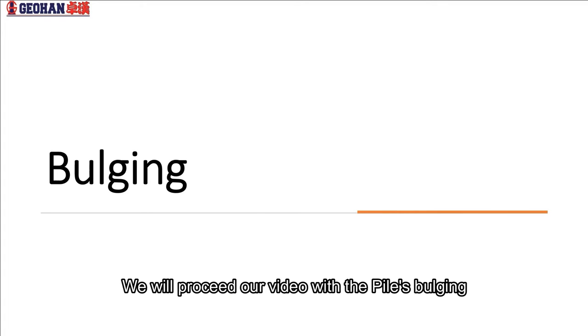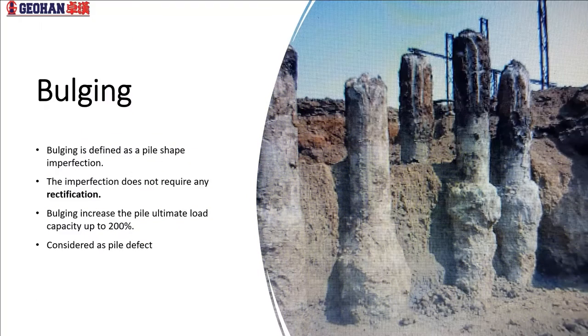We will proceed with the pile bulging. Bulging is also defined as a kind of pile shape imperfection. It increases the pile cross-section in certain areas along the pile length, but the imperfection does not require any rectification. This is because the bulging may increase the pile ultimate load capacity by up to 100%. It is still considered a pile defect and should be investigated.